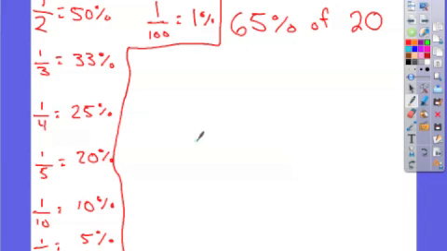All right, my guess would be, if I always go off of 50%, I think that really helps, 50% of 20 would be 10. That would be half. So it's got to be a little bit more than that. Maybe I'll say 14.